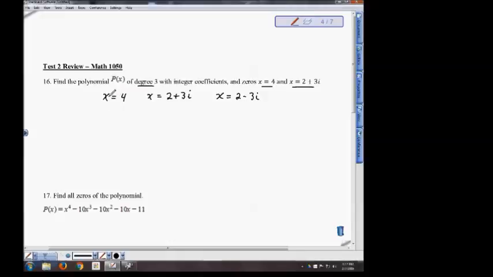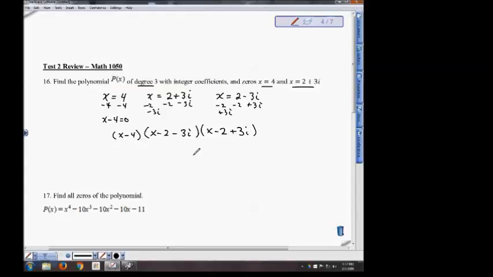So x equals 4. A good way to do this is to make each zero equation here equal to 0. So x minus 4 equals 0. That means one of your factors is x minus 4. If you subtract 2 and a 3i, you're going to have x minus 2 minus 3i. And then over here, if you subtract 2 and add 3i, you have x minus 2 plus 3i.